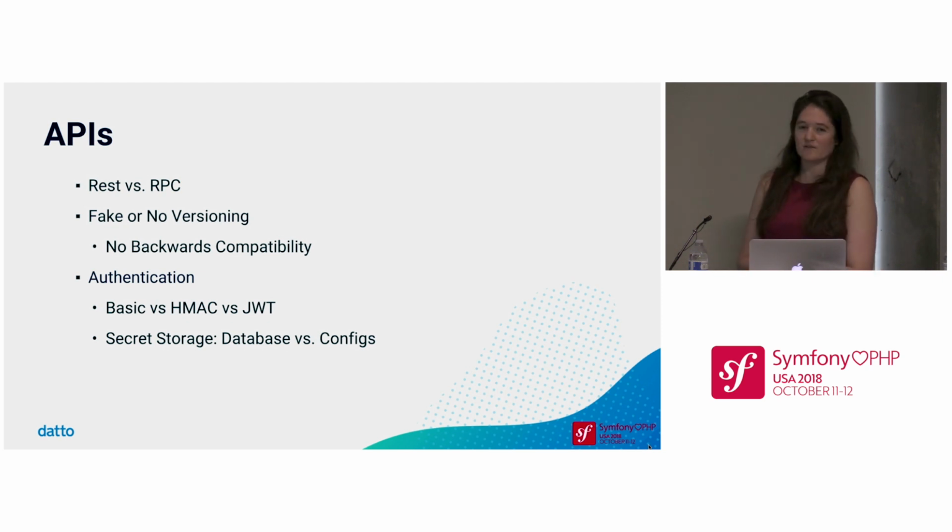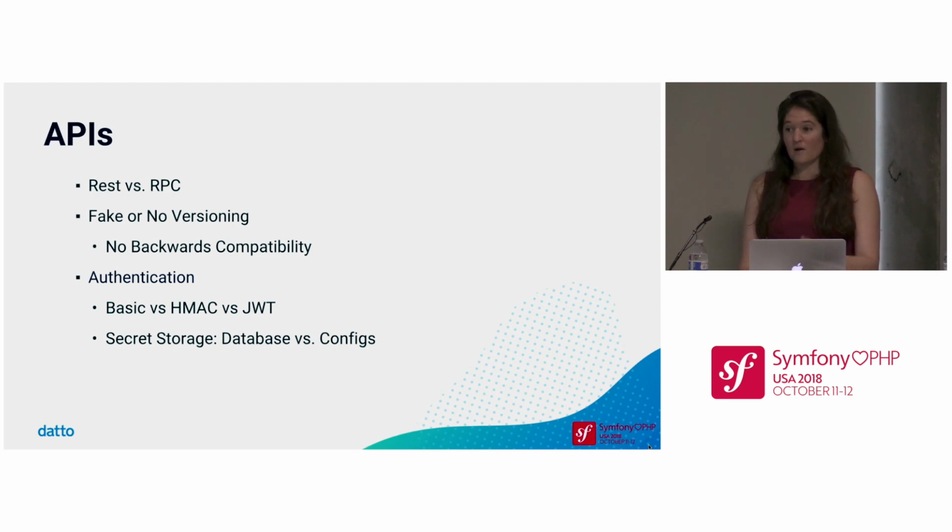So we started looking at what we had currently, our APIs. We thought, we'll just mimic what we have in production. Well, it turns out we had both REST and JSON RPC APIs. We had no versioning in any of our APIs, or if they did have versioning, it was always version 1, and there was no backwards compatibility. We also had all different forms of authentication, everywhere from just basic auth to HMAC to JWT. Some of them were stored in the database, some of them were stored in config files. There was nothing that made sense across any of them.